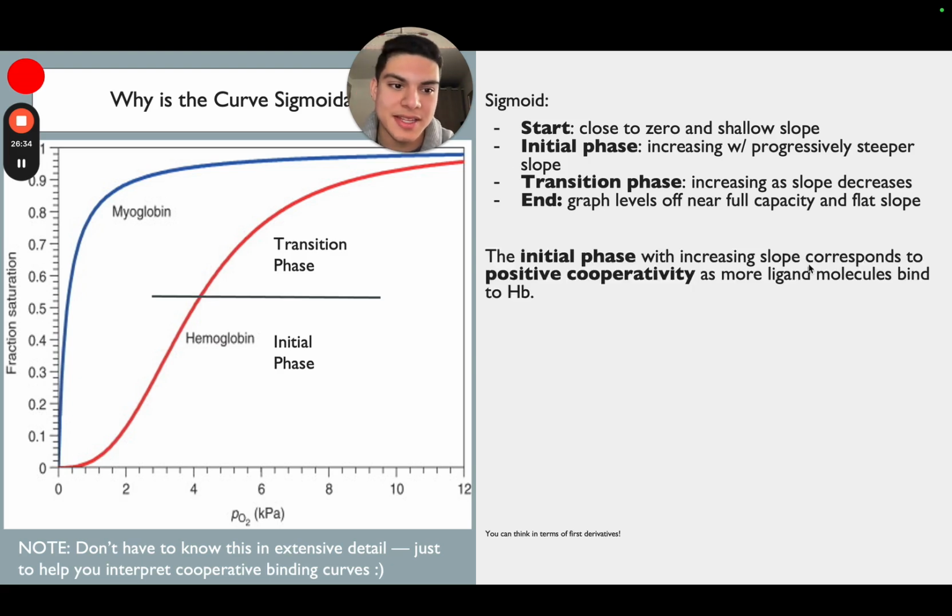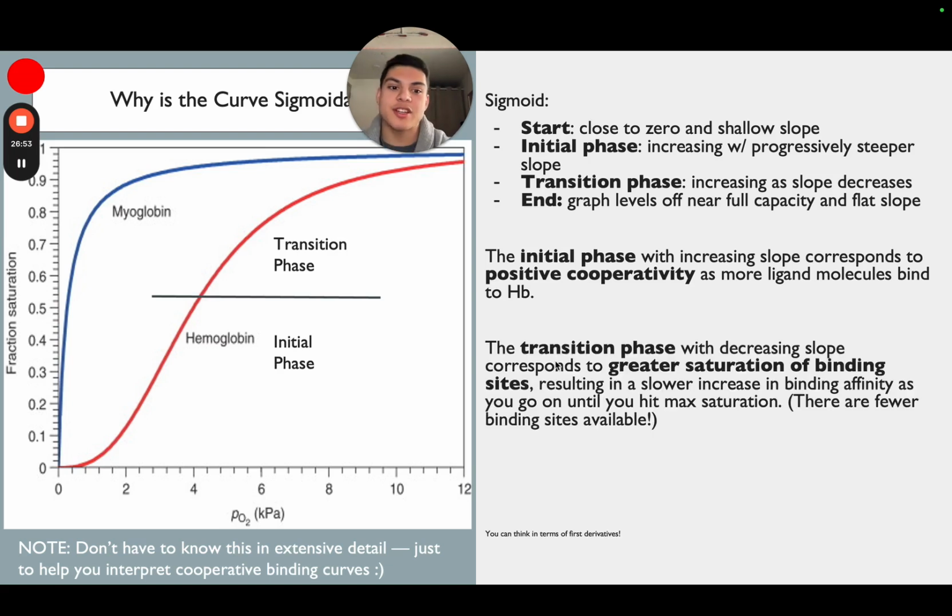And so the initial phase with increasing slope corresponds to positive cooperativity as more ligand molecules bind to the hemoglobin. And we'll talk about this in terms of Hill coefficients and all that. But I just want to let you know that that first derivative is, you could think of it conceptually, if this helps you, as kind of proportional to the binding affinity. And then the transition phase with decreasing slope corresponds to greater saturation of binding sites, and it results in a slower increase of binding affinity as you go on until you hit max saturation. And that's just because there's fewer binding sites available.